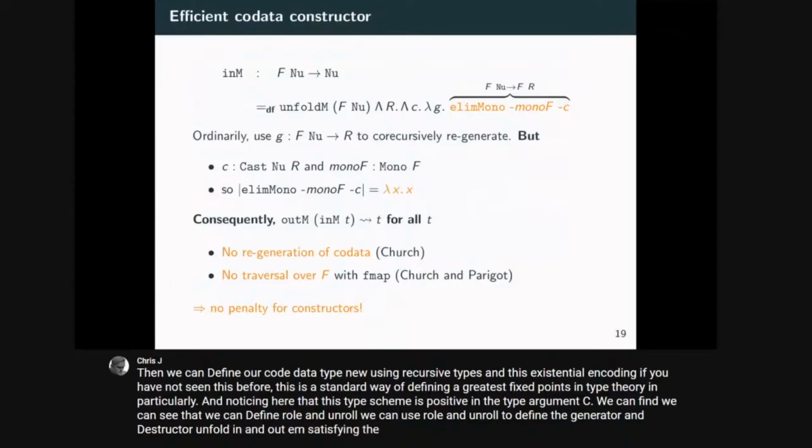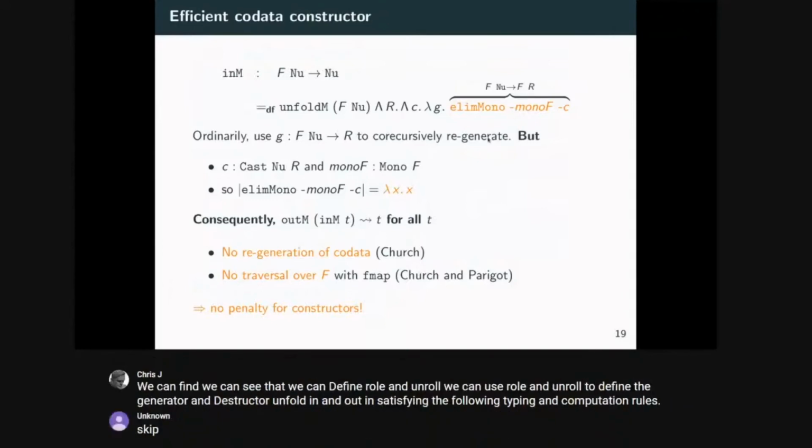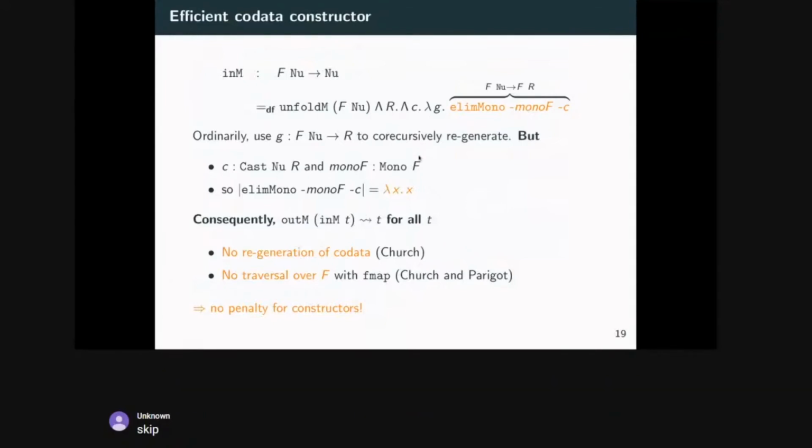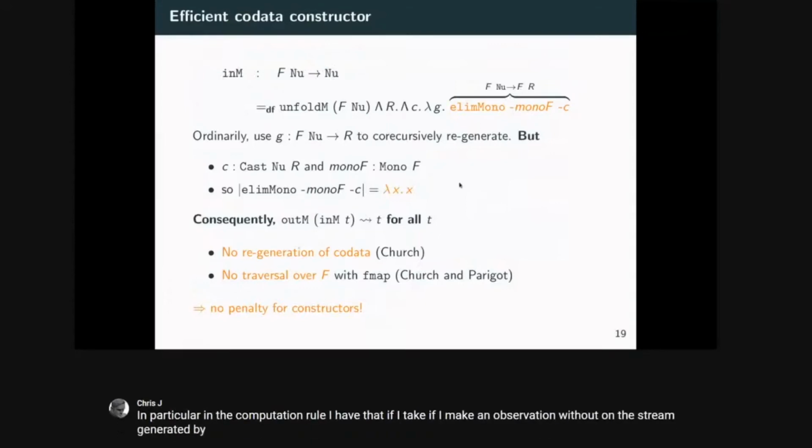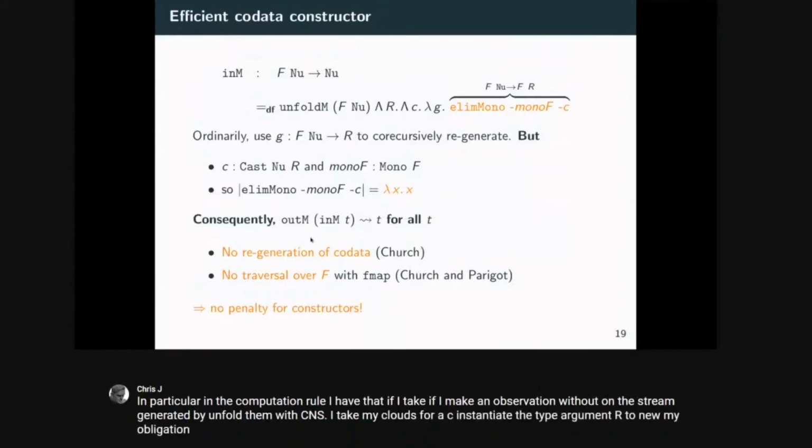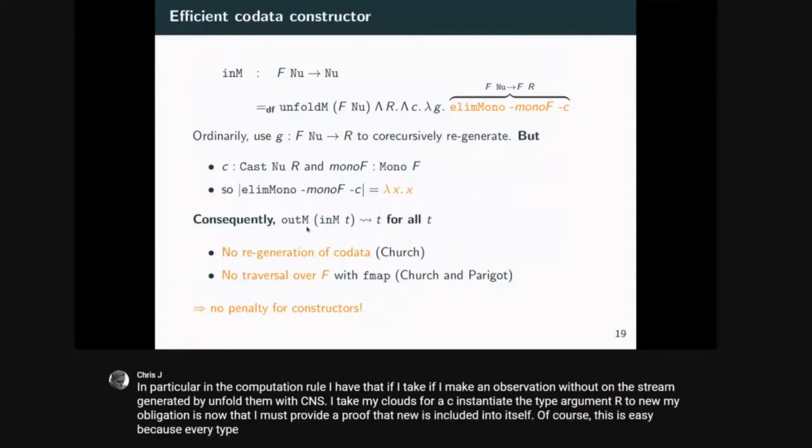So instead, we take a different approach. Our obligation, again, is a function of type F of nu to F of R. We have a proof, a witness, that there's an inclusion of nu into R, and a witness that the type scheme F is monotone. So that means that we have an inclusion of F of nu into F of R using the derived elimination form in lim mono. This gives a function of the appropriate type that erases away to lambda x.x. As a consequence, the following operational rule, or one half of the lambda x lemma, if you're familiar with the statement: out m of in m of t reduces to t for all terms t.